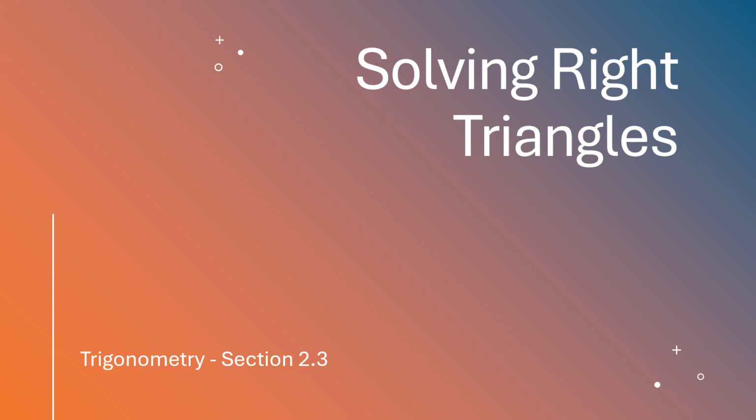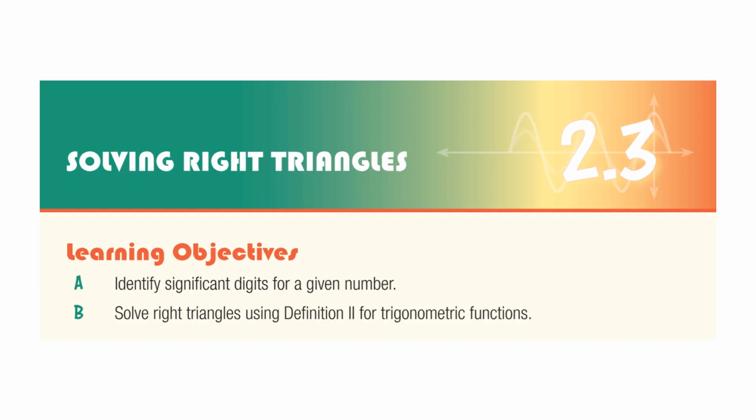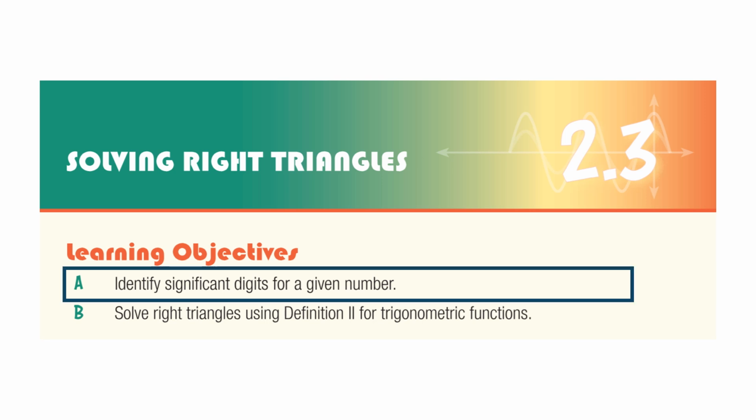Welcome to section 2.3, Solving Right Triangles. There are two objectives for this section. We are going to first look at objective A, identify significant digits for a given number.